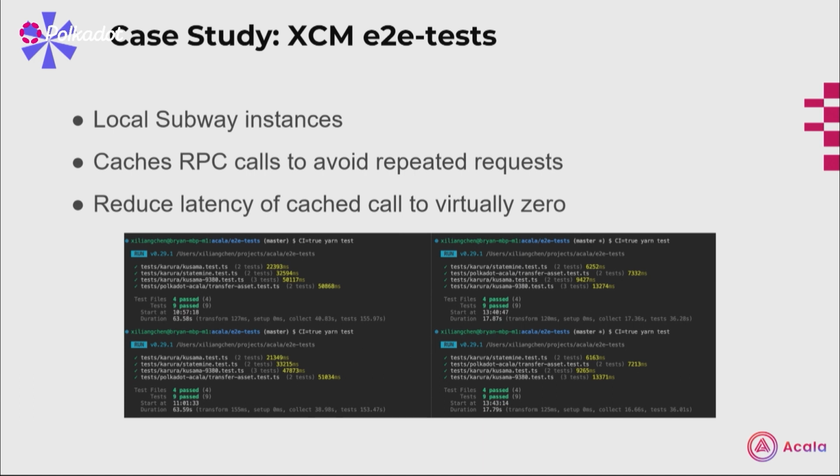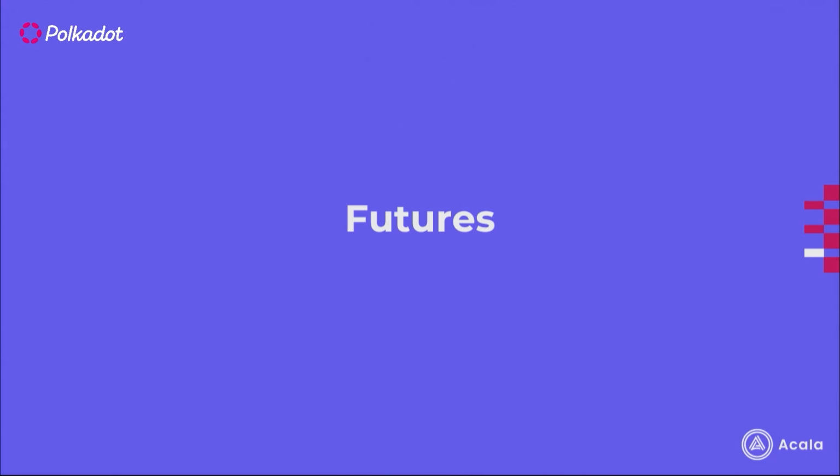On the numbers here, I'm not sure if you can read them clearly, but on the left side I'm running like 9 tests, and in total it takes 153 seconds. On the right side, it's only 33 seconds. So it significantly reduces test time, making running them not take forever, so I can spend more time writing tests instead of staring at the computer and thinking about something else, the meaning of life.